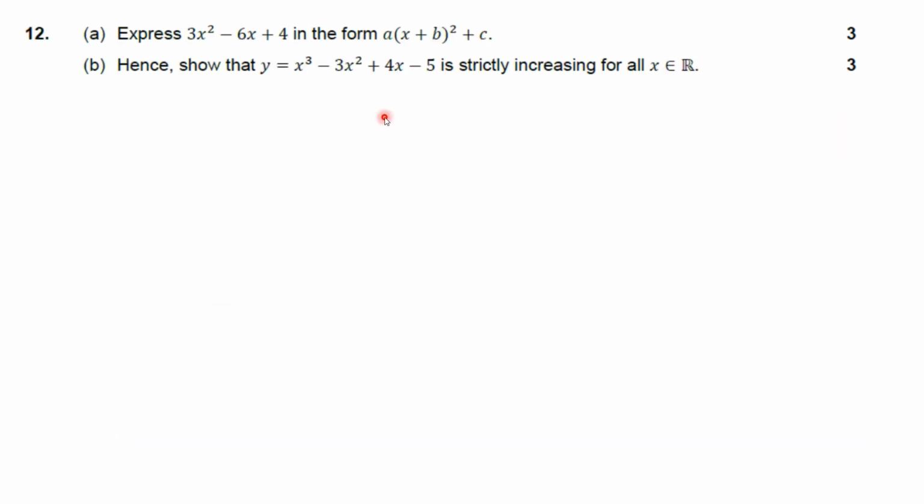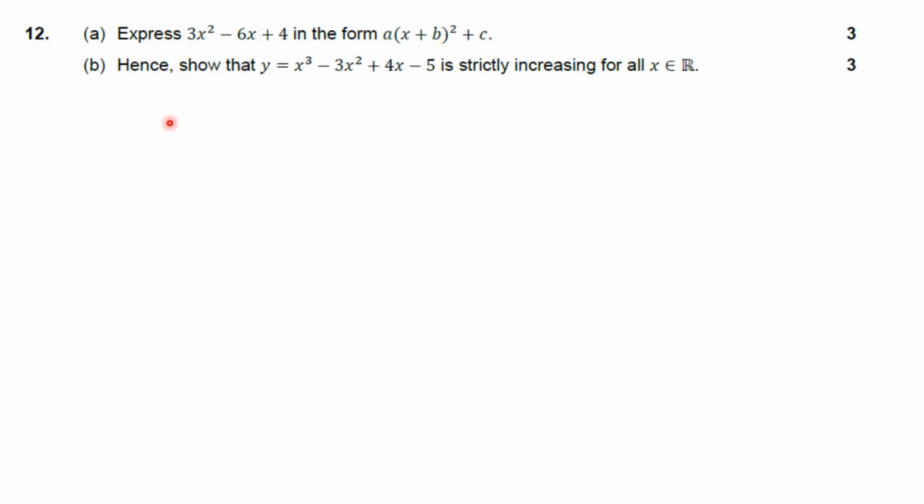Okay, we come to the last question, question 12. It's worth 6 marks in total. The first part says express 3x squared take away 6x plus 4 in this form. This is a completed square form. So we have to complete the square of this expression here.